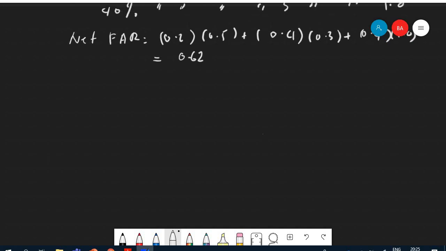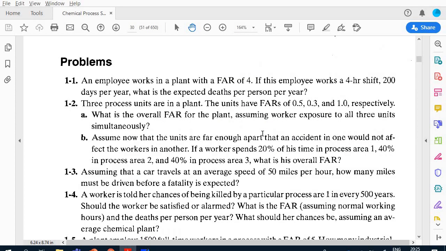Okay, so now let's go to 1.3. Let's see the question of 1.3. Assuming that the car travels at an average speed of 50 miles per hour, how many miles must be driven before a fatality is expected? Beautiful. That's a nice question.